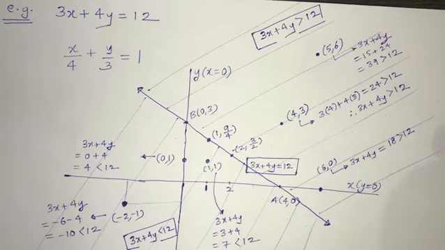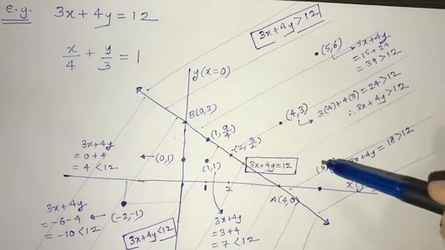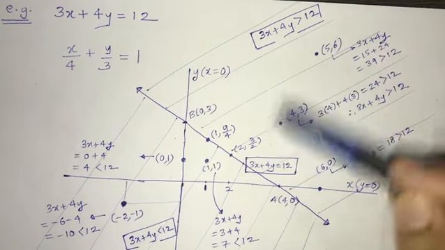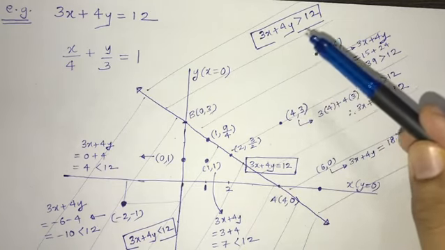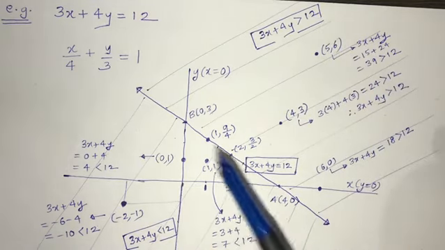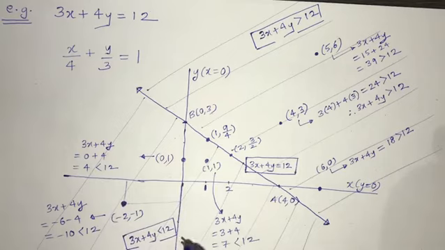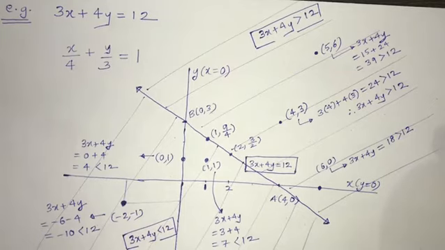So I hope the concept is clear. It is very easy. For the points here, if you calculate 3x plus 4y, you get greater than 12. So any point here will satisfy the inequality 3x plus 4y greater than 12. Any point on the straight line will satisfy the equation. Any point on this side will satisfy the inequality 3x plus 4y less than 12. So a straight line divides the plane into two halves.